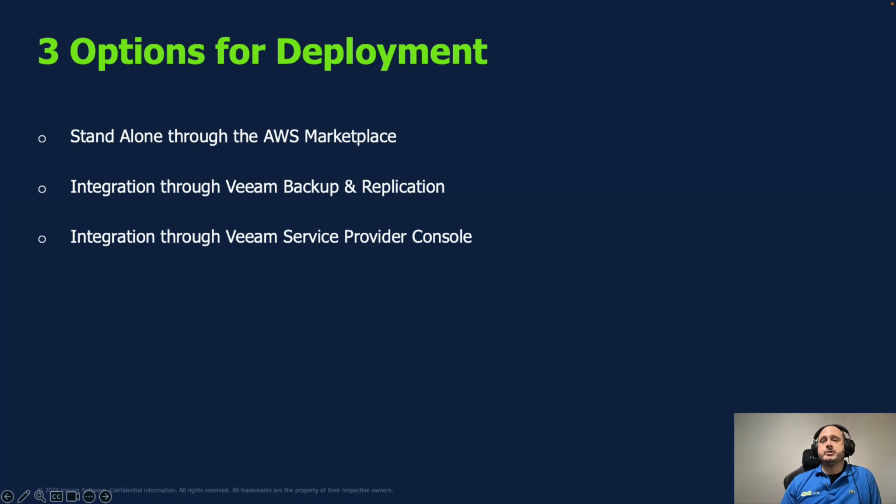So this is a good use case if maybe you don't have a Veeam backup server and you really just want an easy way to back up AWS workloads. Now you may be asking, well, if integrating it through the service provider console or directly from the marketplace for standalone, why would I just want to do directly from the marketplace rather than having the service provider console? Well, let's take a look at the three different options in a little more depth.